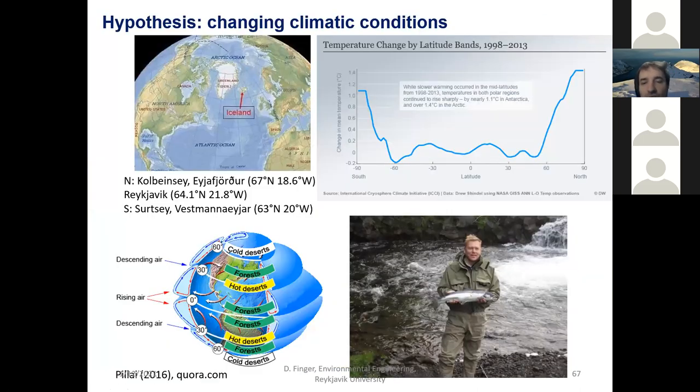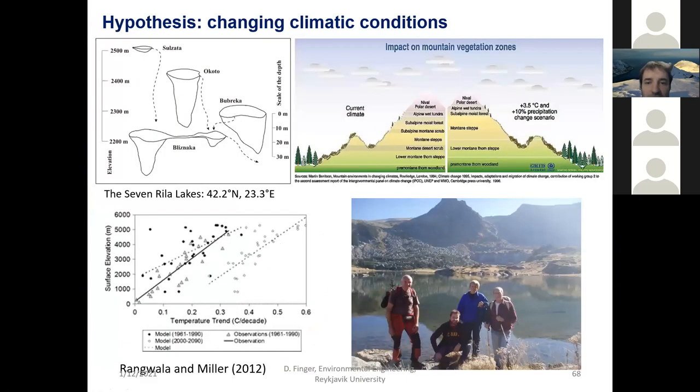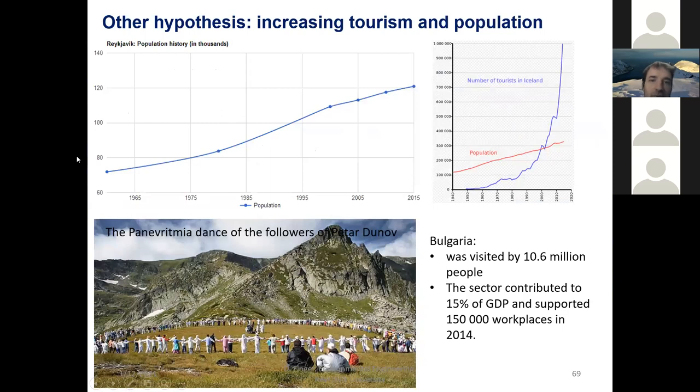I'm not going to go too much into detail, but this is another international project where we've been collaborating with Bulgaria, where a similar situation occurred in the Bulgarian mountains. Six different lakes have we investigated. Our hypothesis is that there's a link with the anthropogenic pressure: there's an increase of population, and there's an increase of number of tourists in Iceland.